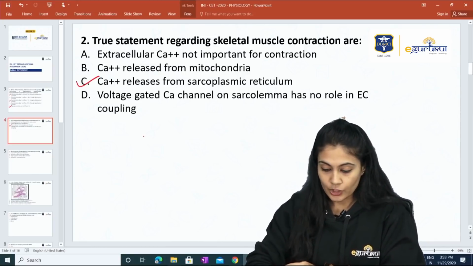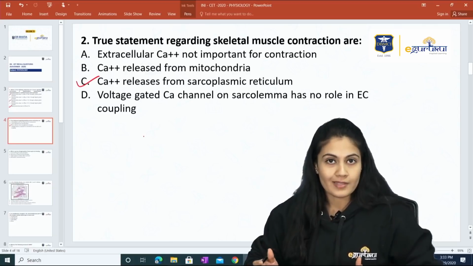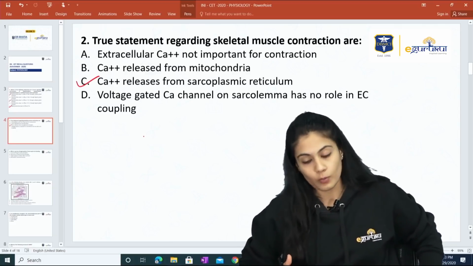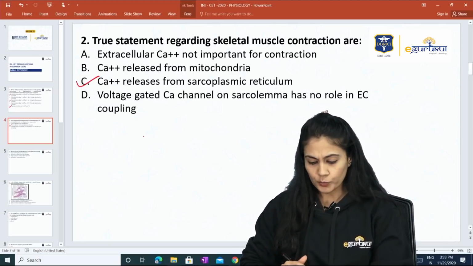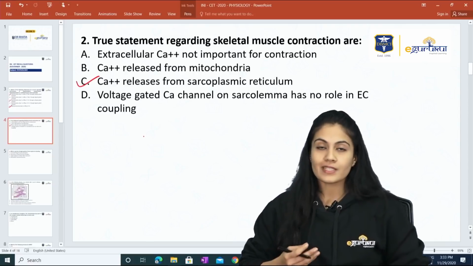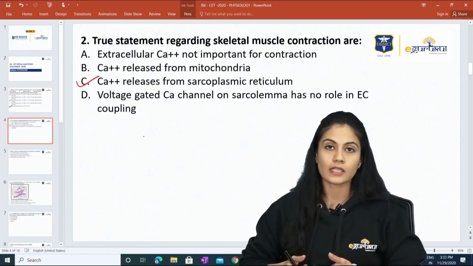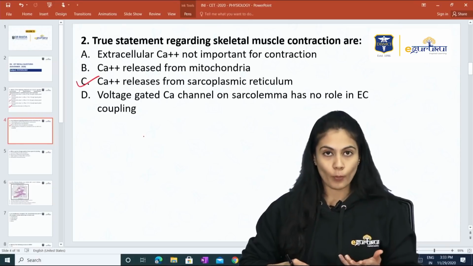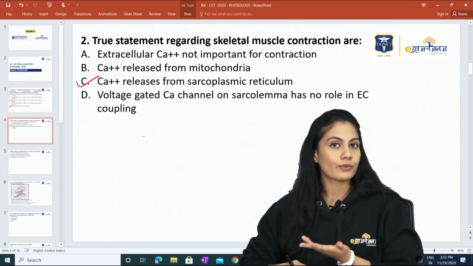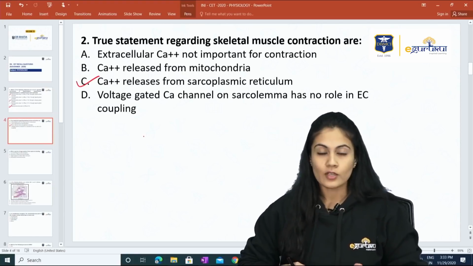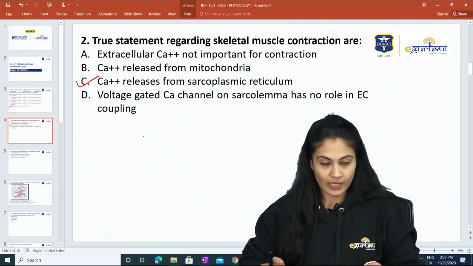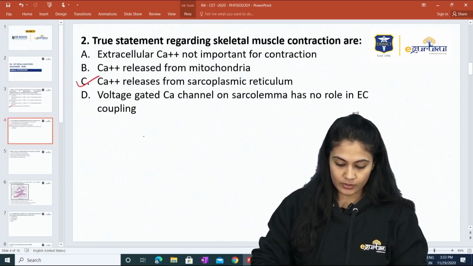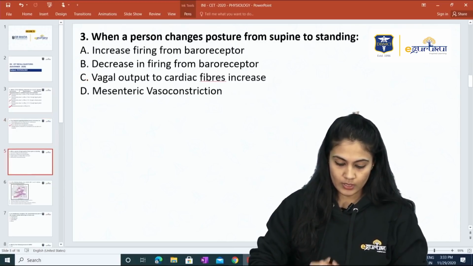Now, the calcium releases from mitochondria? No, option B is wrong because it is going to release from the sarcoplasmic reticulum. Option D is voltage gated calcium channel on sarcolemma has no role in excitation contraction coupling. Obviously it has a role, because it is mechanically attached to the sarcoplasmic reticulum ryanodine receptors. If it does not open up, the mechanically attached ryanodine receptors are not going to open up, so the whole excitation contraction coupling will fail. So they also have a role in this. So the answer is option C.